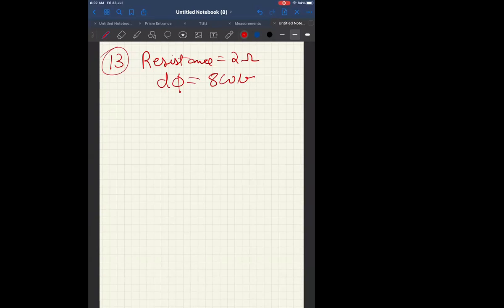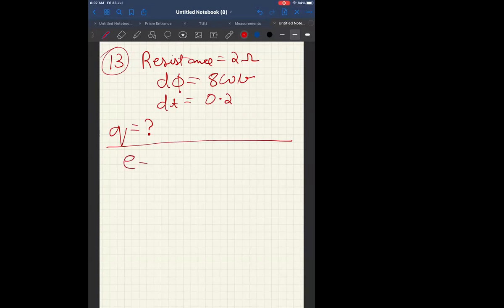And the time is 0.2 second. What is the charge that flows in the coil during this time? Now this is the question. Before I find charge, let me find EMF.